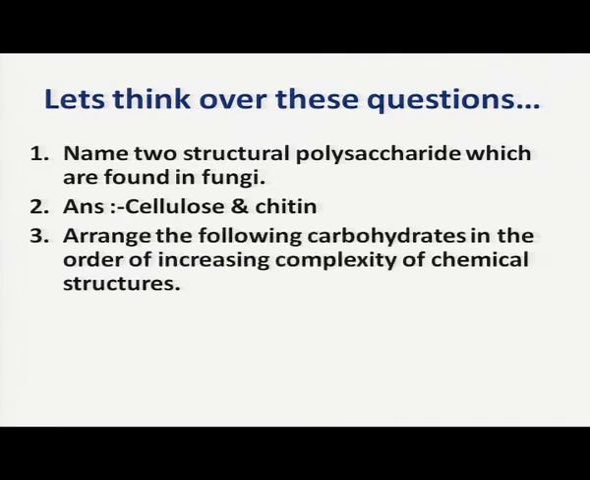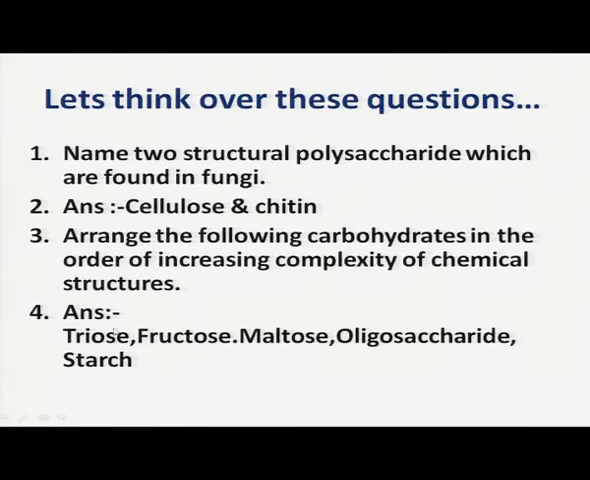The second question was, arrange the following carbohydrates in the order of increasing complexity of chemical structure. Increasing complexity means, as I have already told, in the form of molecular weight. That is triose, which is a monosaccharide having 3 carbon atoms, for example glyceraldehyde and dihydroxyacetone phosphate. Next one, fructose, which contains 6 carbon atoms, and next one maltose. Maltose is a type of disaccharide which is made by glucose units linked with the help of a glycosidic bond.